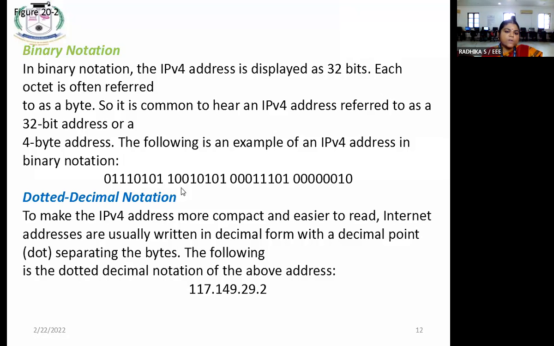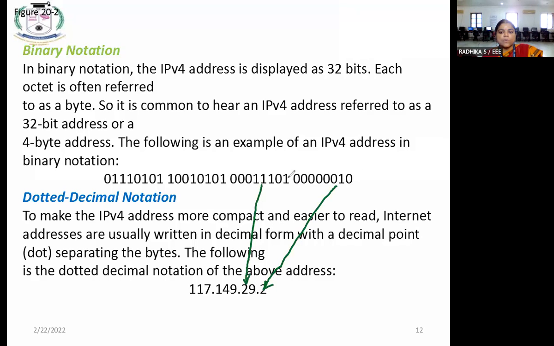This is one byte, this is the second byte, this is the third byte, and this is the fourth byte. When you convert each byte into its equivalent decimal, you will get, so this is for 2. And what is this? 0 0 0 1 1 1 0 1. So this combination, if converted into decimal, is equivalent to decimal 29.